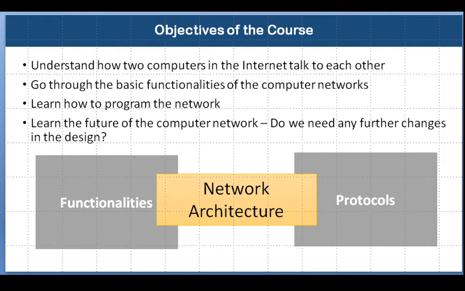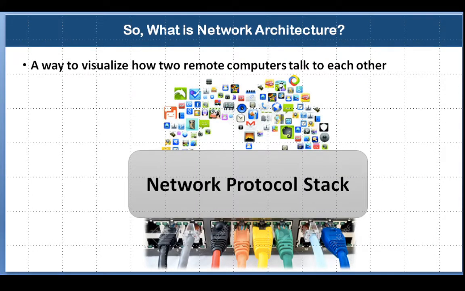So network architecture is basically the functionalities, what are the functions you require over the network, and to achieve these functionalities, what are the protocols. We have to set the protocols, we have to design the protocols to achieve these functionalities or these services. So if we see the network architecture, we are basically using the network protocol stack. Based on the network protocol stack, the two remote computers are basically talking to each other.